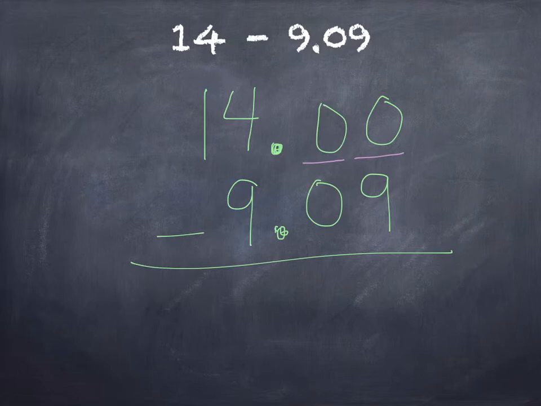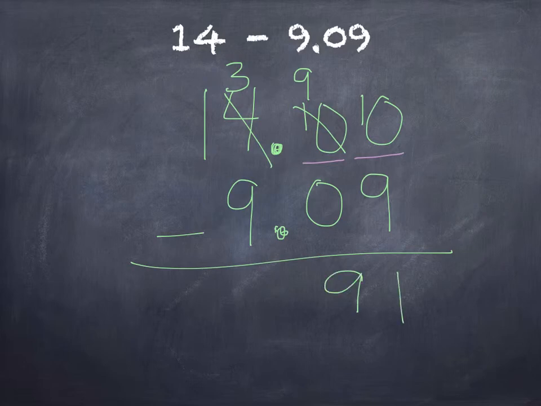So now I can't subtract that, so I go clear over to my 4, turn that into a 3. My first 0 becomes 10, turned it into 9. Next 0, 10 minus 9 is 1. 9 minus 0 is 9. Bring my decimal straight down. And now I have 13 subtract 9, which is 4. So 4 and 91 hundredths.